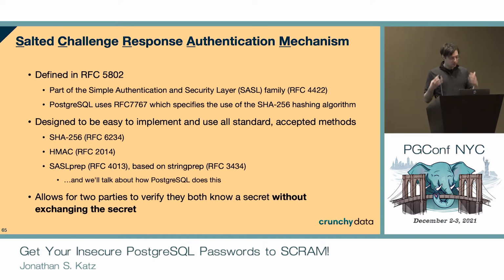It's derived from a bunch of other RFCs. I won't read them all. But technically what we do in Postgres is we implement the 7767 standard, which is exactly the same as 5802. The difference is that 5802 says use SHA-1 as your hashing algorithm. The newer one says use SHA-256, or it specifies how you can use it with some of the larger SHAs.